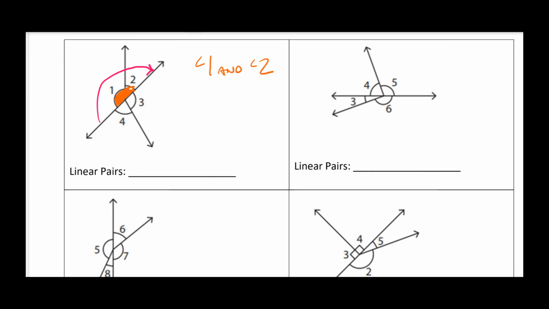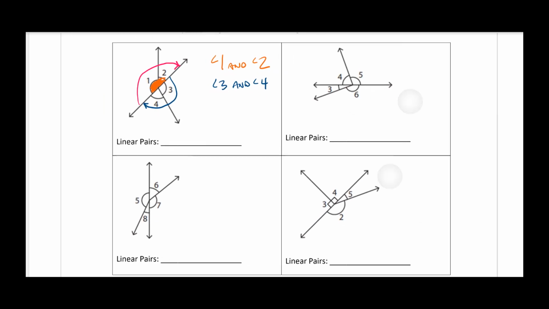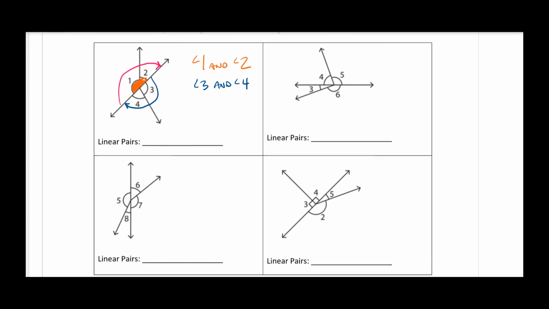Now, similarly, I've got this other pair down here at the bottom, angles 3 and 4. So angle 3 and angle 4, they would be another linear pair. Now, I think you could probably do this one on your own. So if you're cool with this, go ahead and hit pause, come back, check it out, see how you did. For everybody else, let's go on.